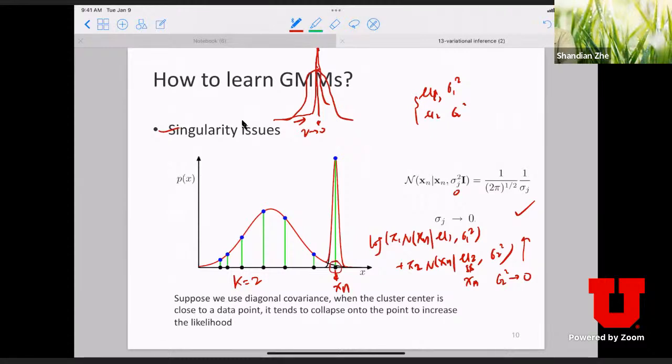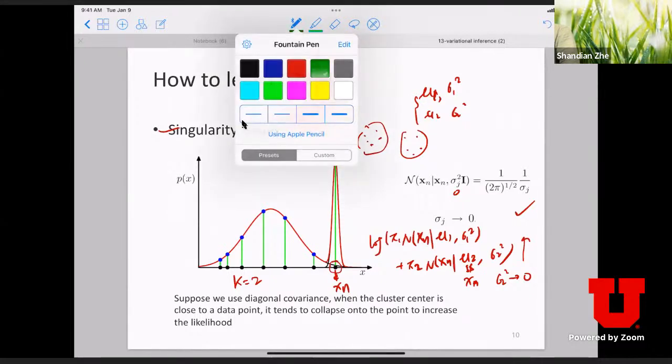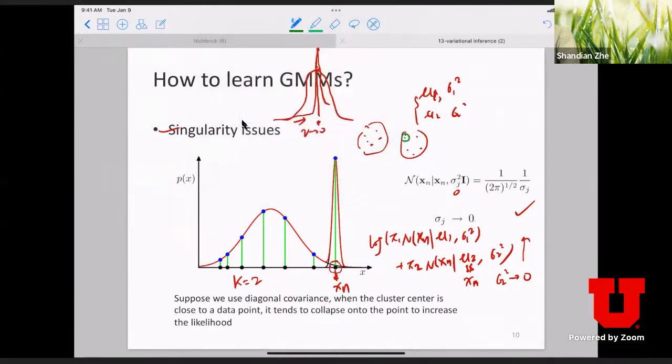You want your clusters to reflect the structure inside the data. Close data points should be grouped together. You don't want this particular point to form one cluster while all the other points form other clusters. So this is not reasonable.